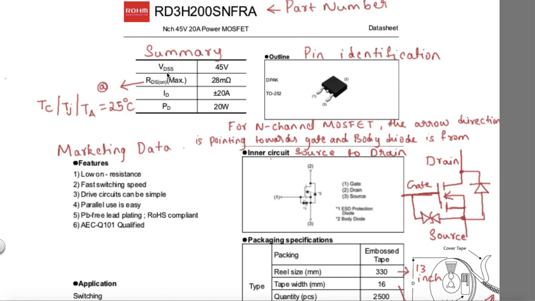Summary: drain source max voltage 45 volt, drain source on resistance max 28 milliohms, drain current plus or minus 20 amps, power dissipation 20 watt. Package: for an N channel MOSFET, the arrow direction in the symbol is pointing towards the gate, and the body diode is from source to drain.